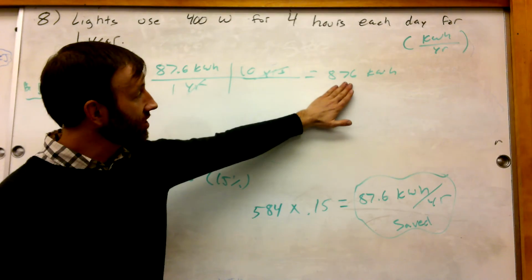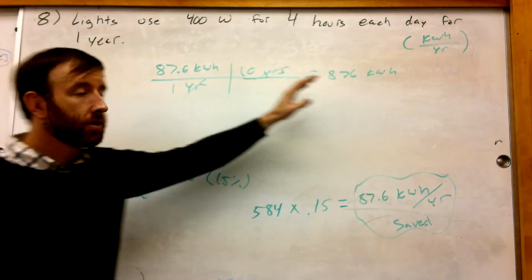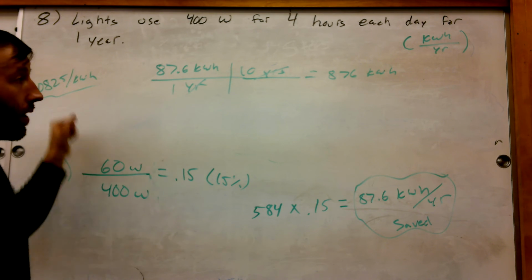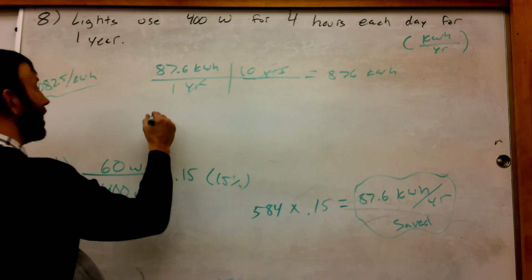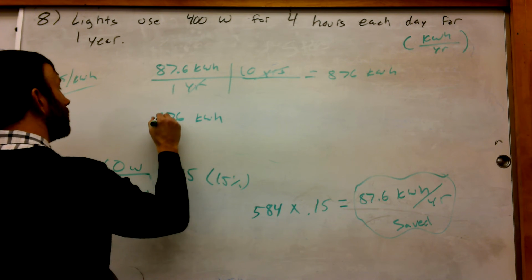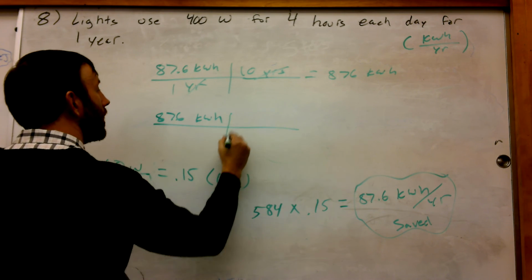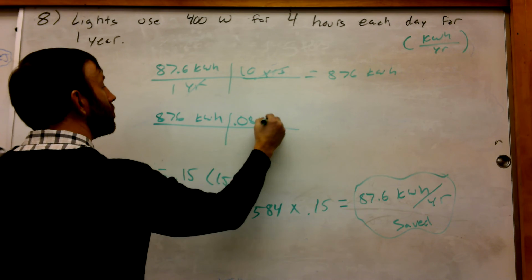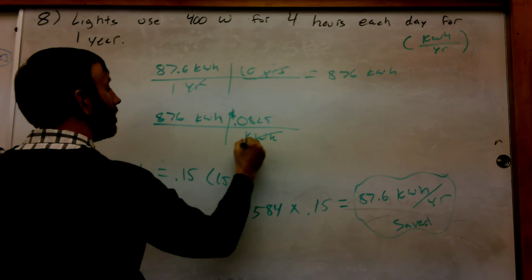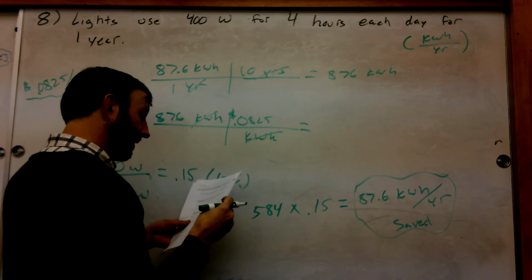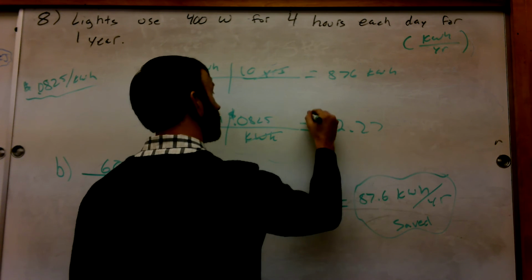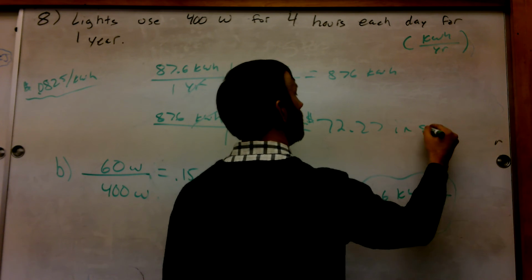876 kilowatt hours times 8.25 cents per kilowatt hour. Next step: 876 kilowatt hours times $0.0825 per kilowatt hour. And what that gives me is $72.27 in savings.